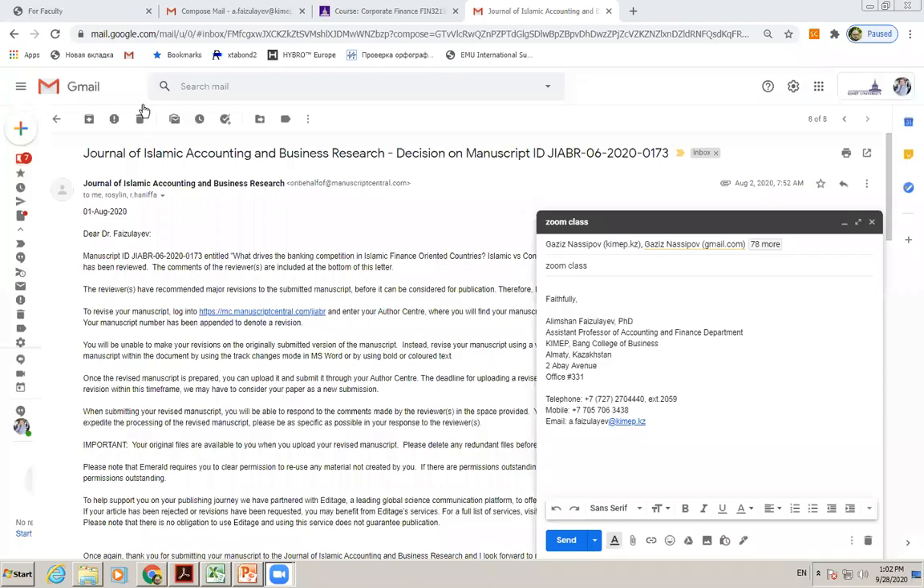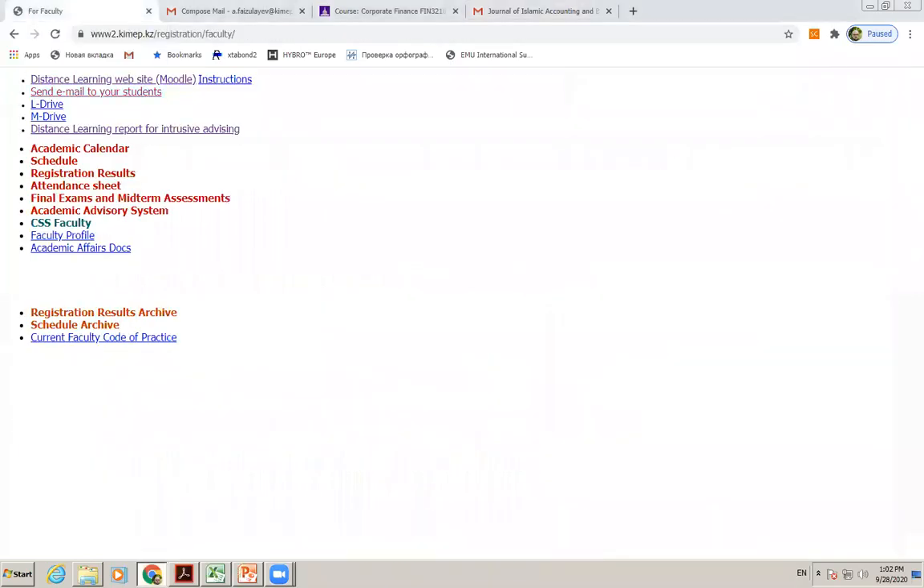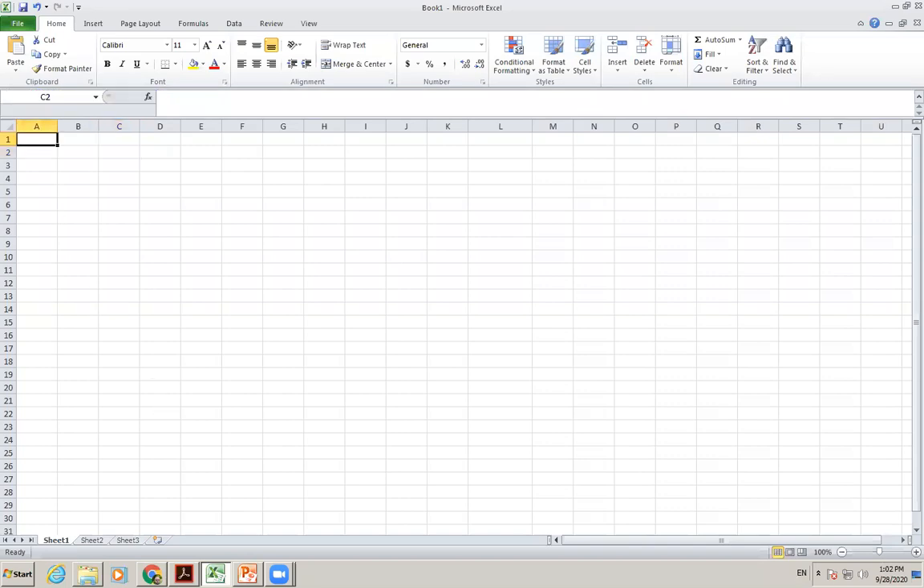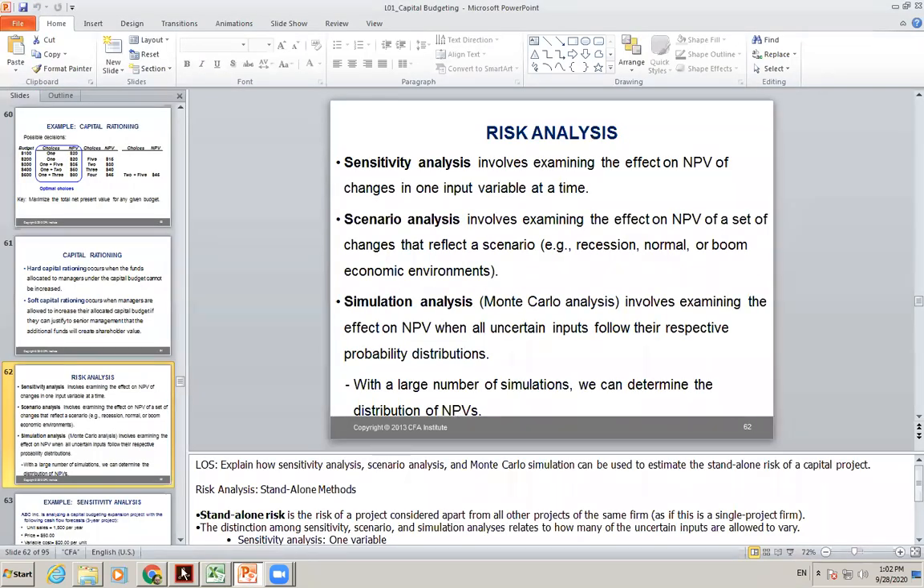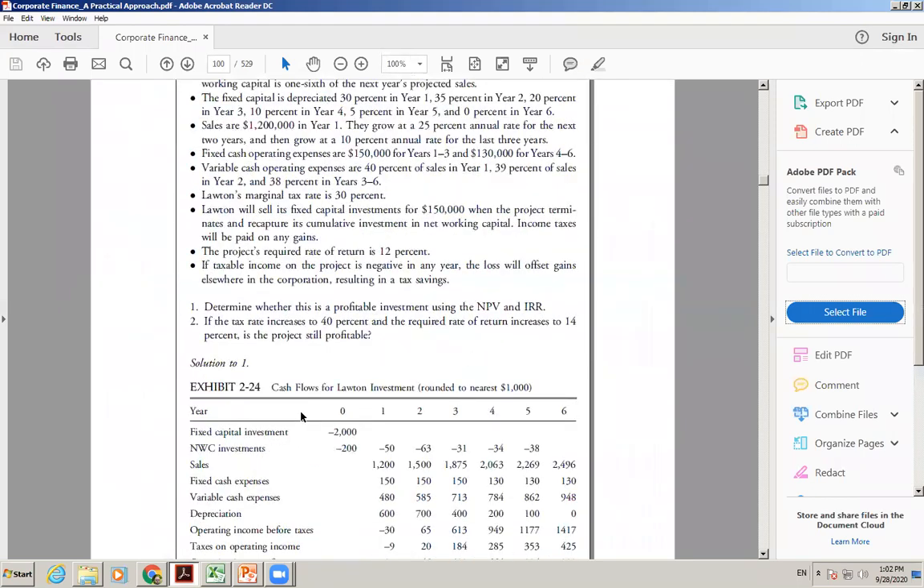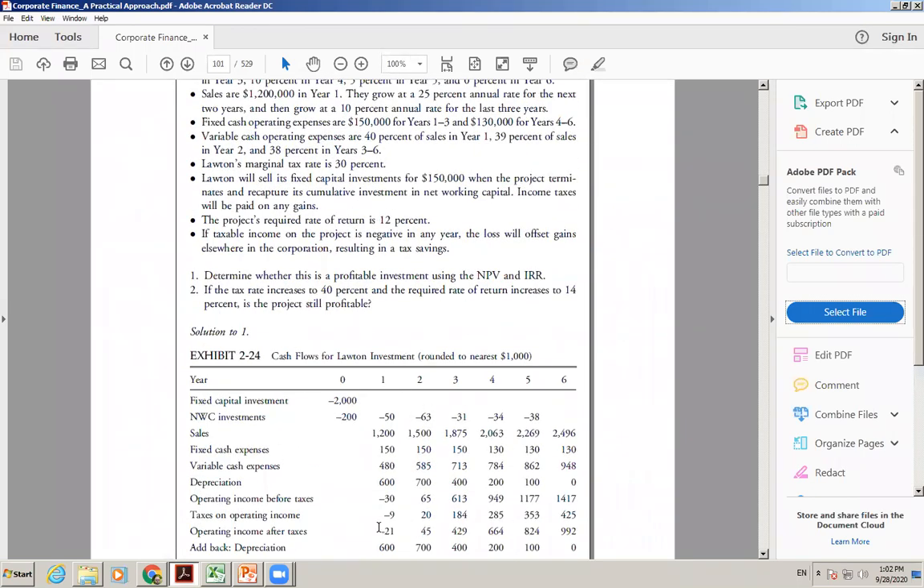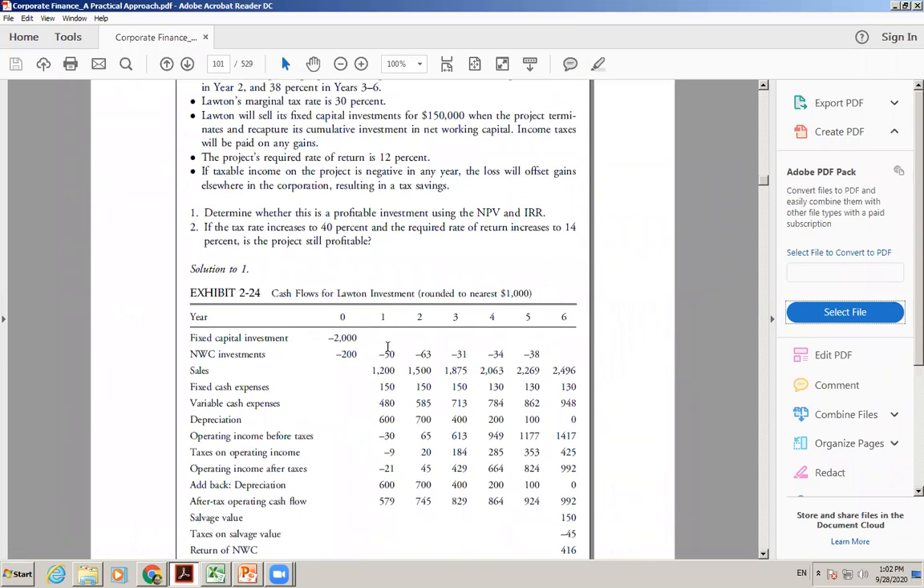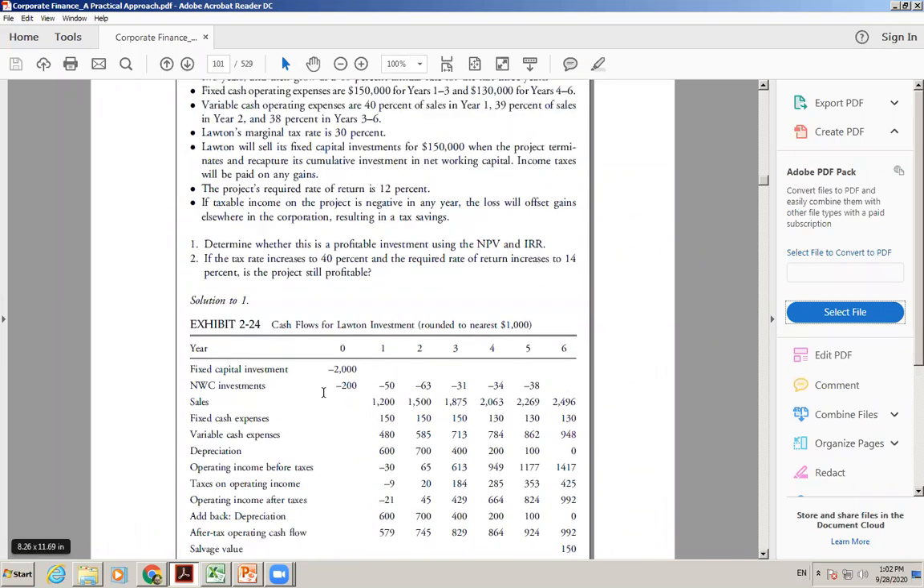Okay, let me share the screen with you. This was the comprehensive example. Actually, we didn't work on it together, but I let you work on your own and try to simulate the same spreadsheet using these numbers. Some of you faced big problems doing this, so I'm going to go over it step by step.